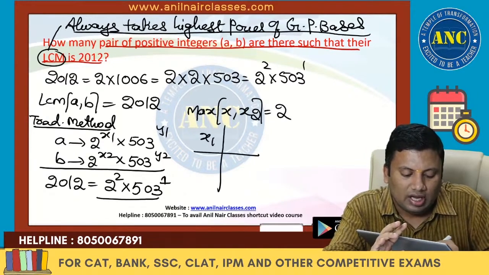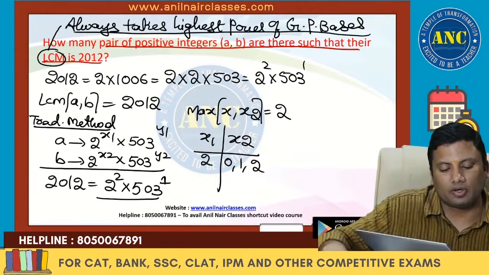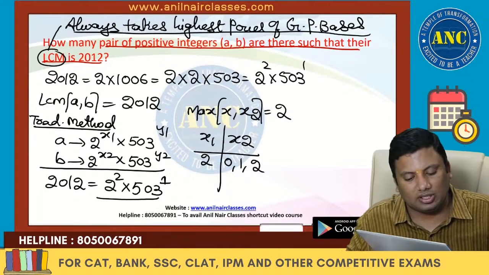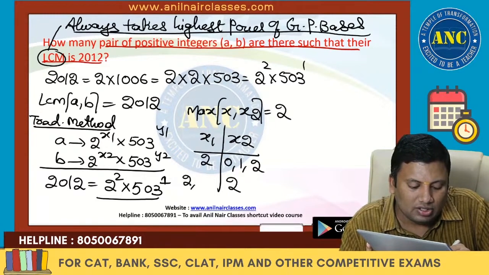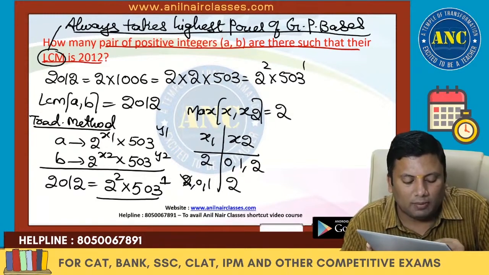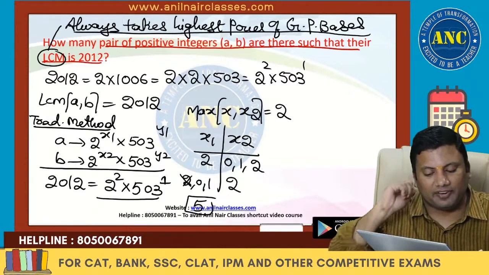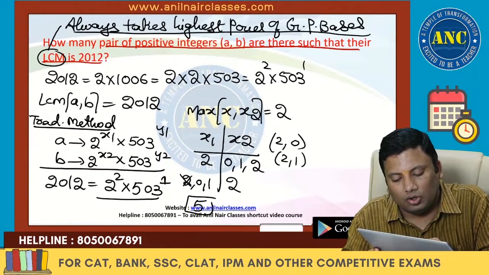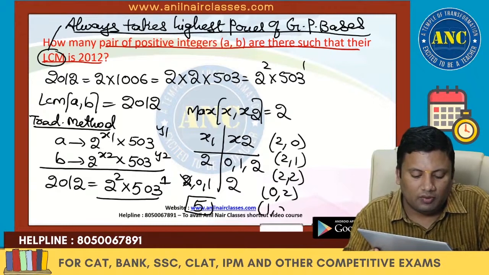That means if x1 is 2, x2 can be 0, 1, 2. Am I right? 2 square, highest is 2 square. 2 power 0, highest is 2 square. Similarly, if x2 is 2, x1 can be 0, 1, 2. But 2 comma 2 is written twice. So it is 5 cases. What are the 5 cases? 2 comma 0, 2 comma 1, 2 comma 2, 0 comma 2 and 1 comma 2.